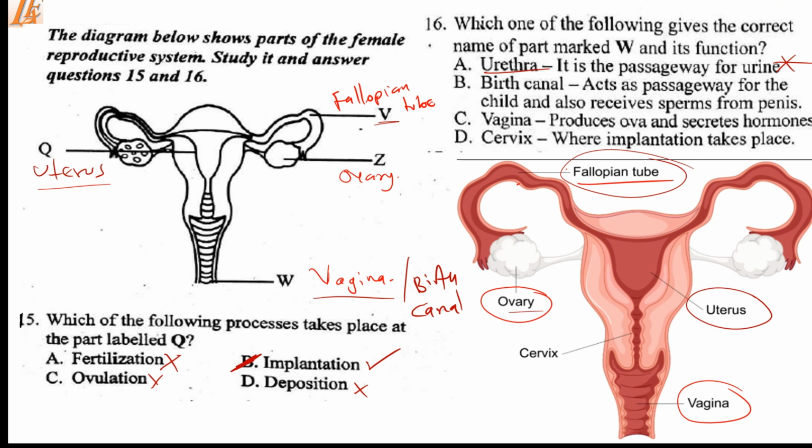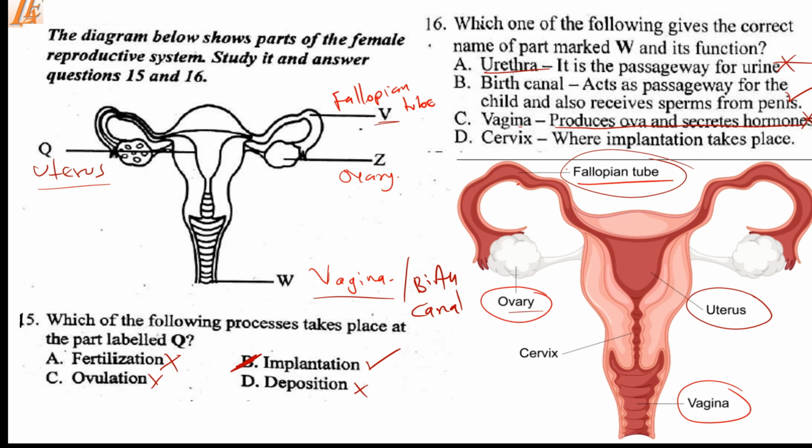B, birth canal, acts as a pathway for the child and also receives sperms from the penis. So this one is correct. The birth canal, or sometimes we call it a vagina, is a part which acts as a pathway for the child and also receives sperms from the penis. C, vagina, the word is correct, but the function, produces ova and secretes hormones, is wrong. The name is an alternative of a birth canal, but this one is incorrect because the function is incorrect.